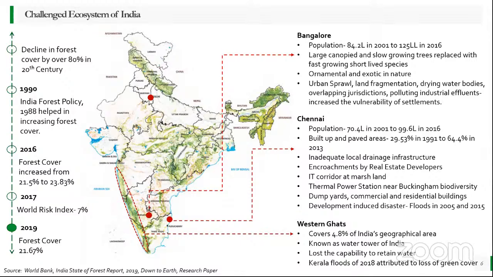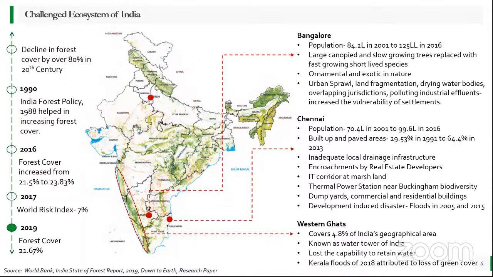The slum dwellers and people residing in peri-urban areas were also affected, and an outbreak of diseases like malaria and cholera was also observed. Similar was the case in the IT hub. Though floods were not there, because of the increase in population, the large canopy trees in the center of the city were replaced by ornamental and exotic, short-lived species.